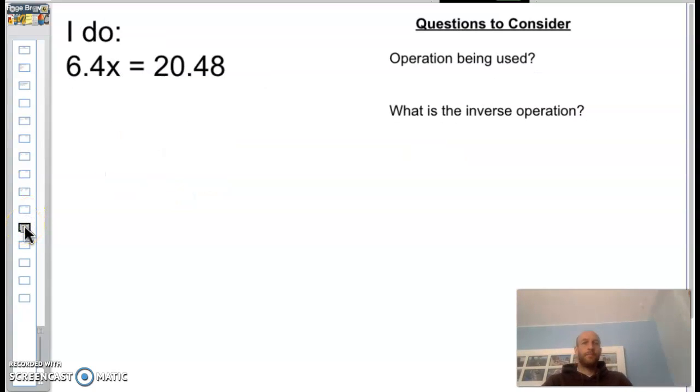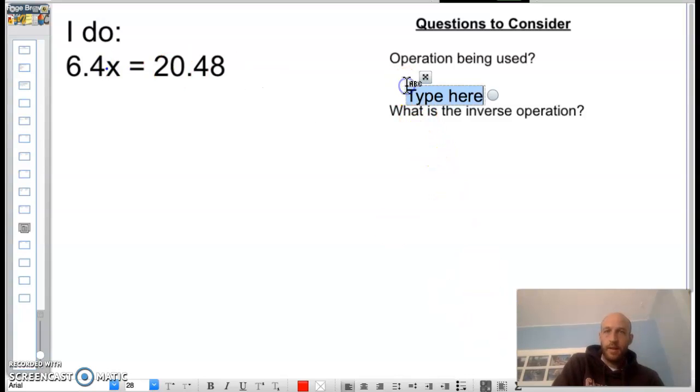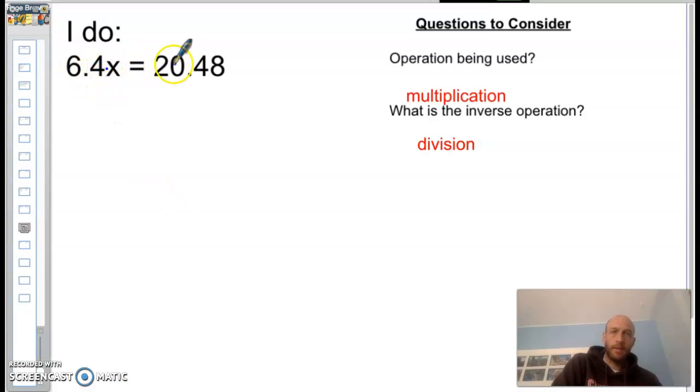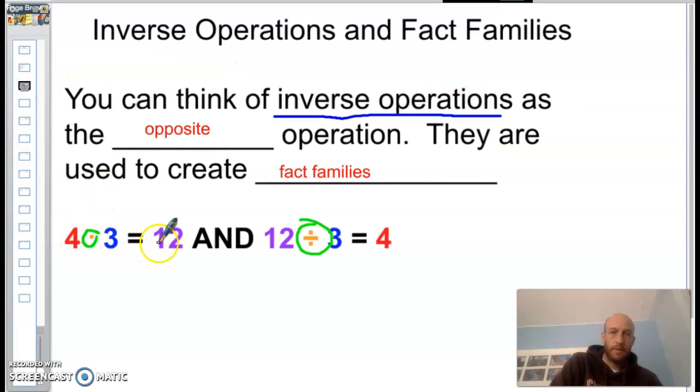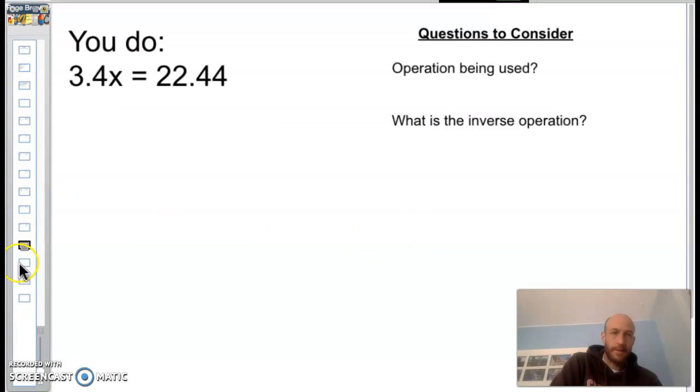All right, last one before we move on to our second mini lesson, and you try one more, okay? So remember, 6.4x means 6.4 times x. I'm going to put the little dot in there to remind myself that the operation being used here is multiplication. Okay, so we're going to use the opposite, which is division. All right, so 6.4 times something is equal to 20.48. Okay, so remember, just like in this example, we can use these numbers to help us figure out what that number is.